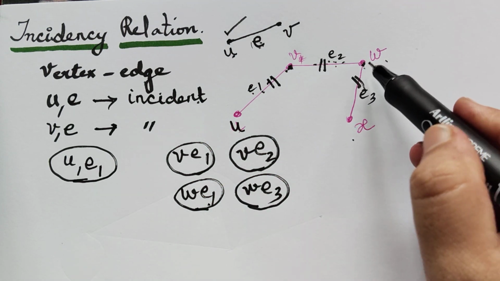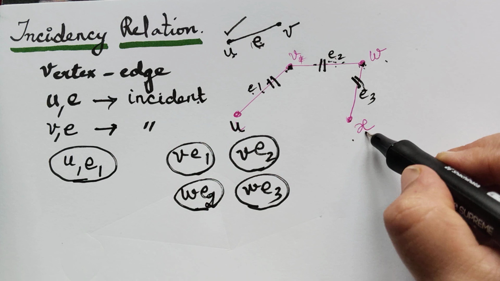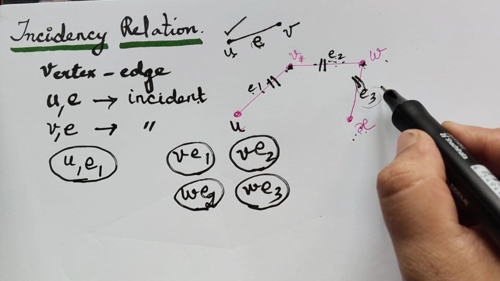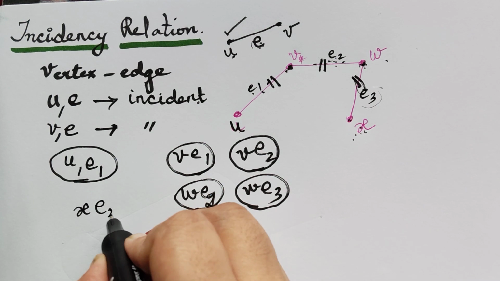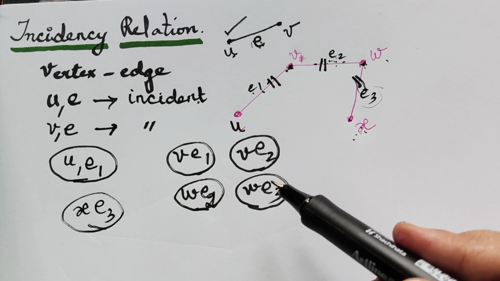And E2, not E1, E2. These two are incident. What about X? Can you tell me about X? X is incident with only one edge, that is E3, because only one edge is emanating from that, and X is incident with E3 only. So this is how we have to form the incidence relation.